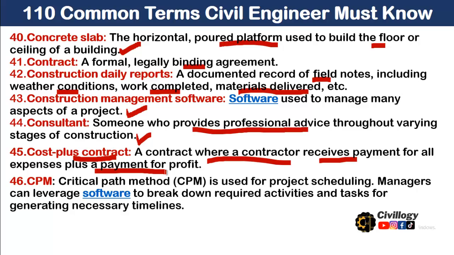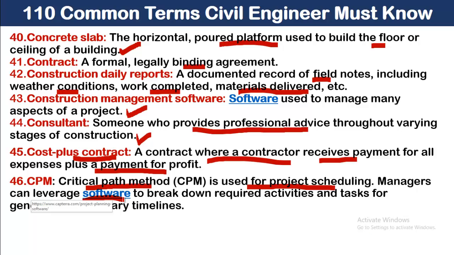Okay. Point number 46, critical path method. This is something related to construction management, and CPM stands for critical path method, which is used for project scheduling. Managers can leverage software. As I told you before, different software is used for construction management, namely Primavera. Software to break down required activities and tasks for generating necessary timelines. Critical path method is the path with the longest duration. If your work is delayed on the critical path, your whole project will suffer.